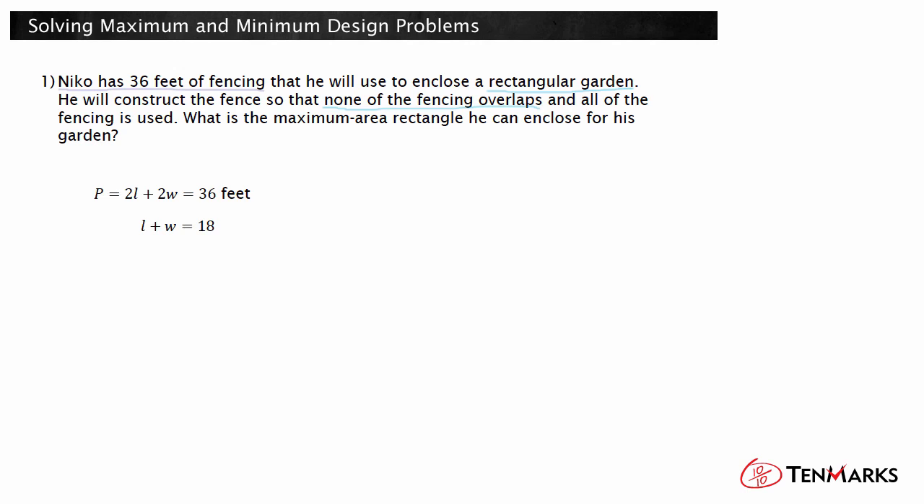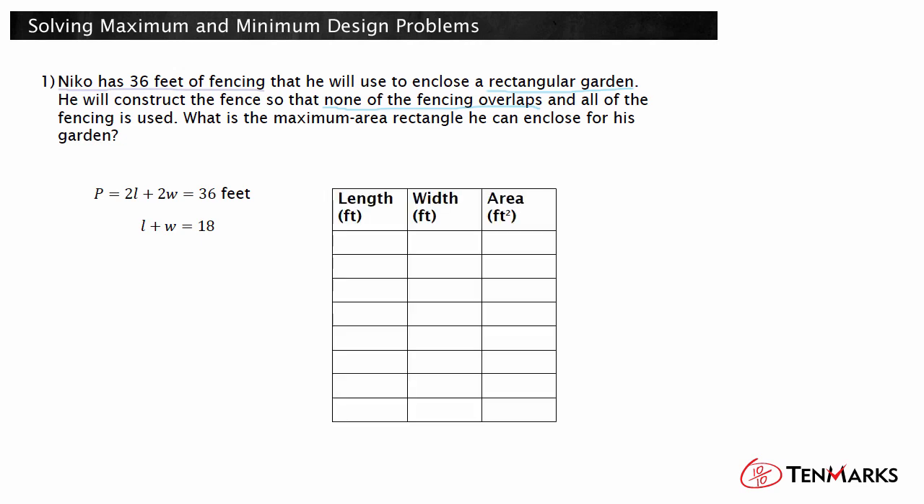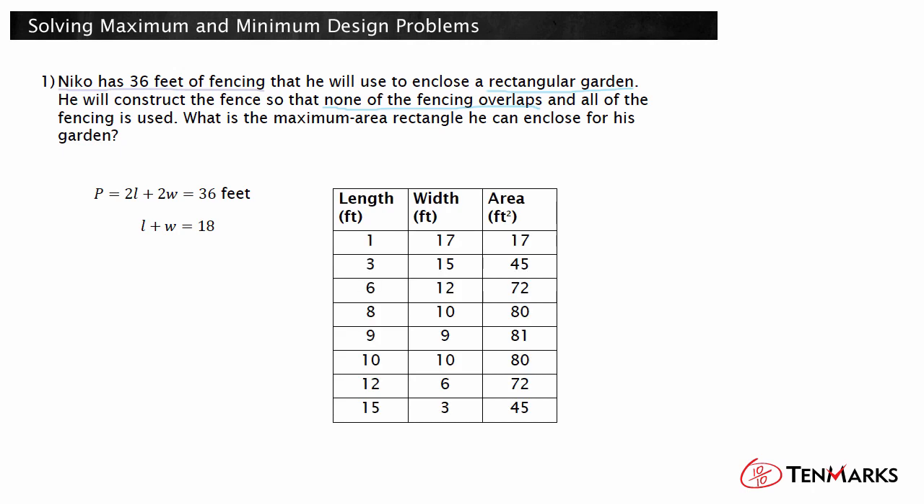Let's explore some potential lengths and widths with a table and look for a pattern. When the length is 1, the width is 17, and the area is 17 square feet. A 3 by 15 rectangle has an area of 45 square feet. A 6 by 12 rectangle has an area of 72 square feet. 8 by 10 has an area of 80 square feet. When the length is 9, the figure is a square and the area is 81 square feet. After that, we repeat the combinations.